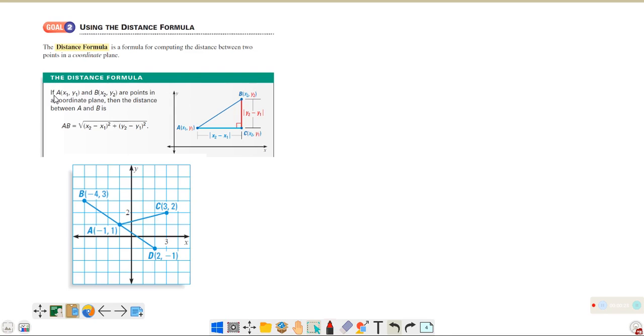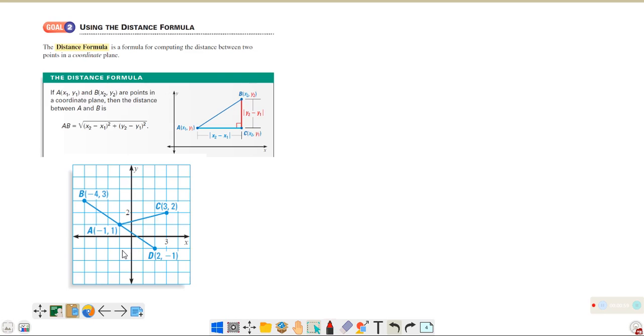So the distance formula is given by: if point A has the coordinates x sub 1 and y sub 1, and point B has the coordinates x sub 2 and y sub 2, in the coordinate plane, then the distance between A and B is given by this. So the length of AB, or the length of line AB, is equal to the square root of quantity x sub 2 minus x sub 1 squared plus quantity y sub 2 minus y sub 1 squared.